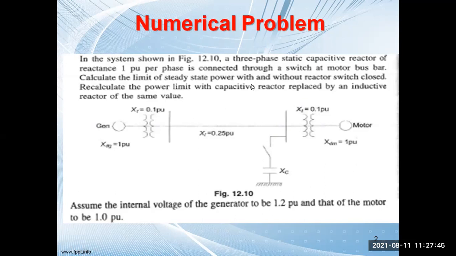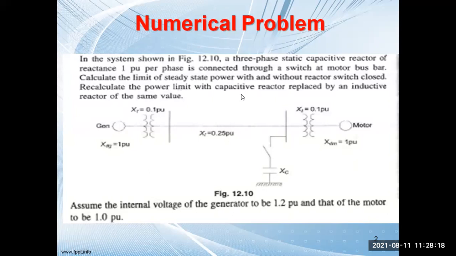So the system is shown here. This is the generator. Then we have a generator transformer, and it is a bus bar. And then after that, there is a transmission line and it is terminated at a bus. After that, there is a transformer and it is connected with a motor. Now at this bus, there is a capacitor connected. Okay, capacitive reactor is connected. So we need to calculate the steady state power limit with this capacitor and without this capacitor.